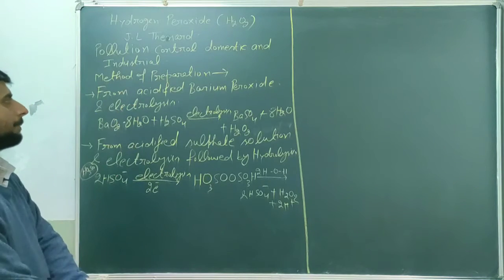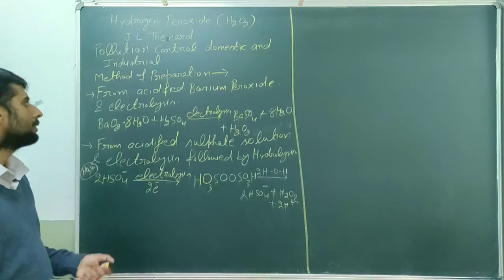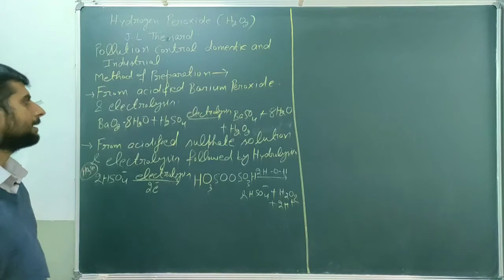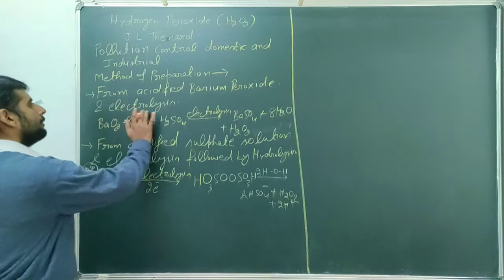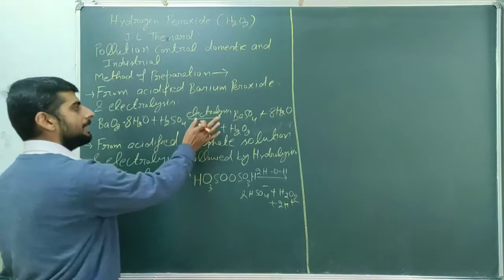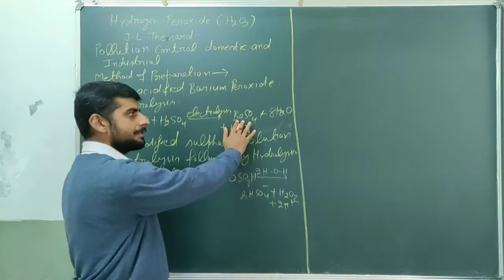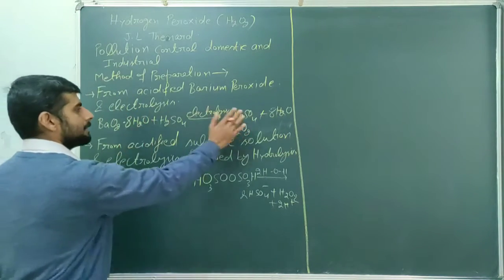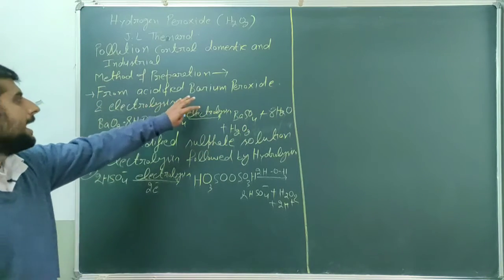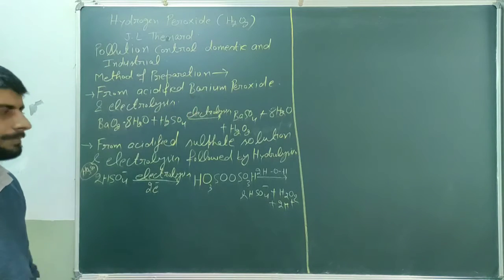Now, the methods of preparation: how we can prepare H2O2. The first method is from acidified barium peroxide. We do electrolysis of it. Barium peroxide with H2SO4, when electrolysed, forms barium sulfate, BaSO4. It releases 8H2O as it is, and H2O2 is formed. So the first method is the electrolysis of barium peroxide in acidic medium.